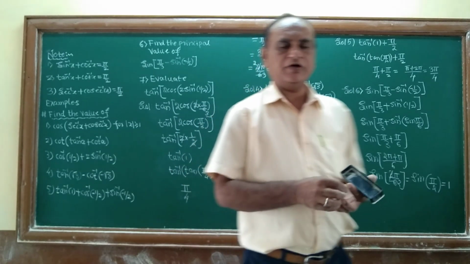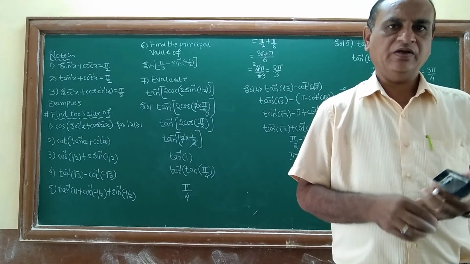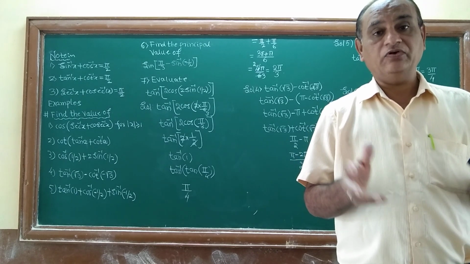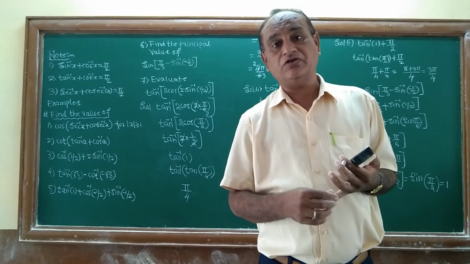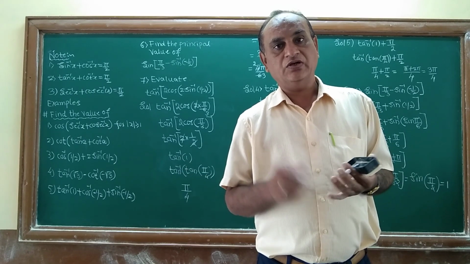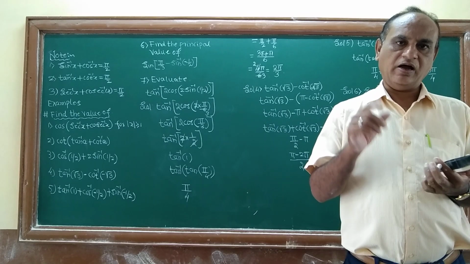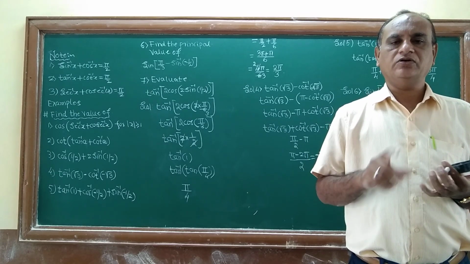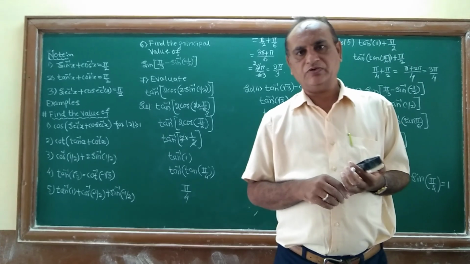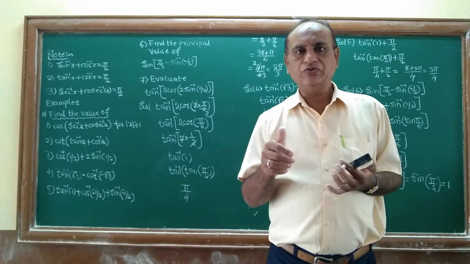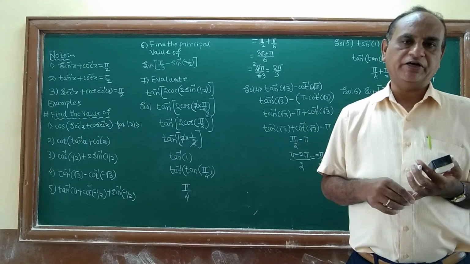So in this period, last, note this point: there is a beautiful relation between the inverse trigonometric functions. Sin inverse x plus cos inverse x is equal to pi by 2, and tan inverse x plus cot inverse x is equal to pi by 2. Sec inverse x plus cosec inverse x is equal to pi by 2. Using these relations, totally 7 problems are completed.